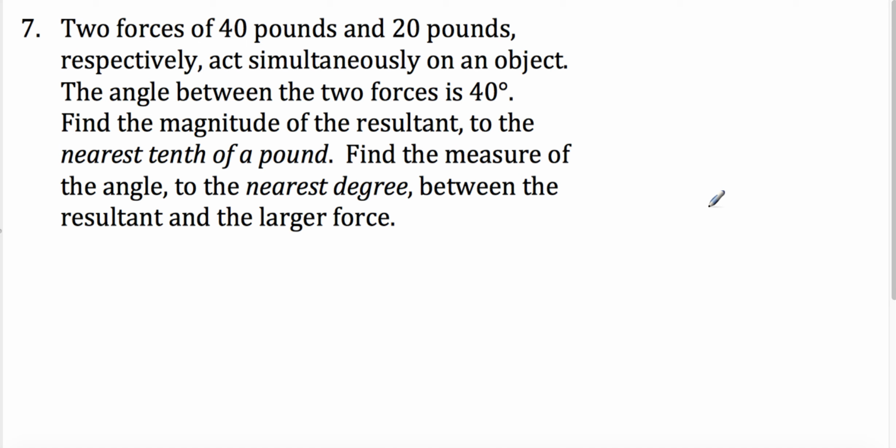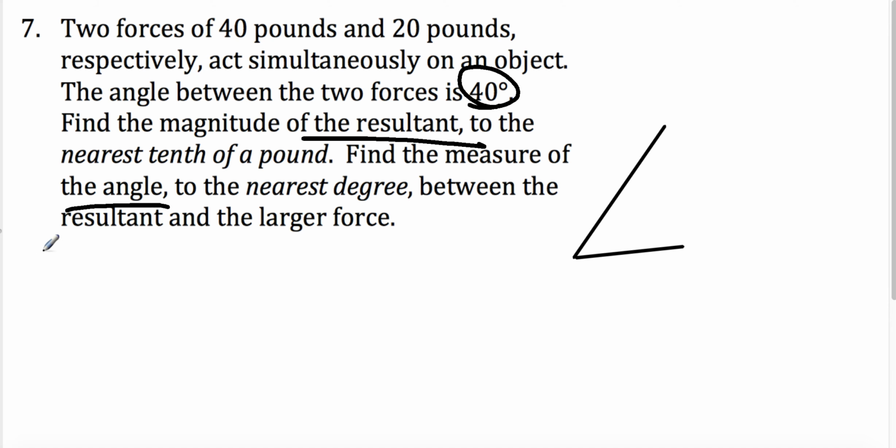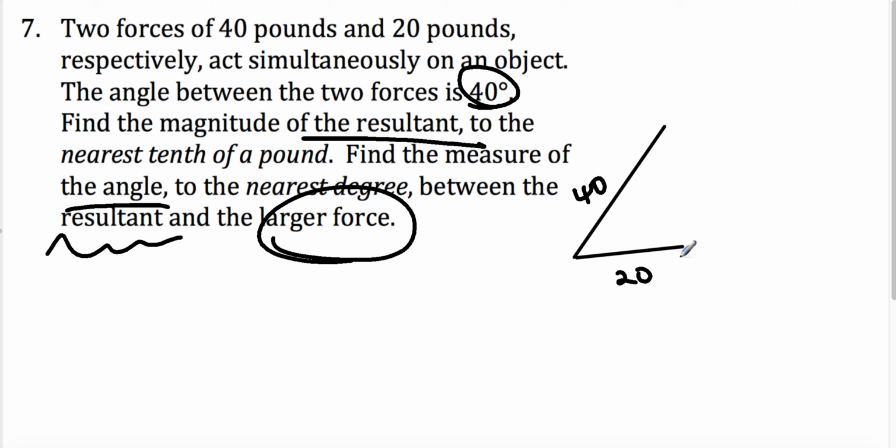Number 7, two forces, 40 and then 20 pounds, respectively, acting simultaneously on an object. The angle between the two forces is 40. So we get one of them is 40, the other one is 20, and the angle between them is 40 degrees. Find the magnitude of the resultant. So that's 1. And then find the magnitude of the angle between the resultant and the larger force. So here you get this is 40, then this is 20. And you can make the parallelogram out of this.